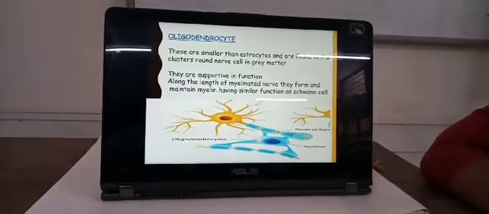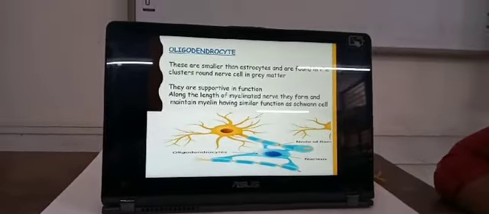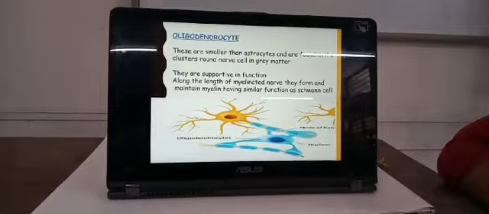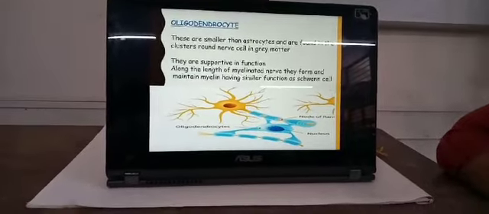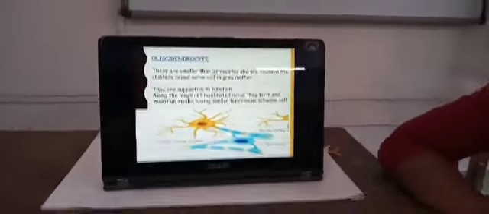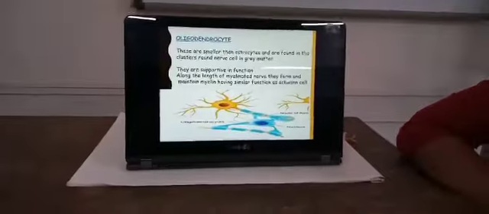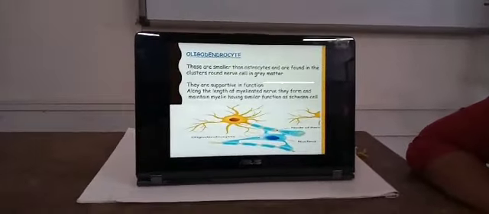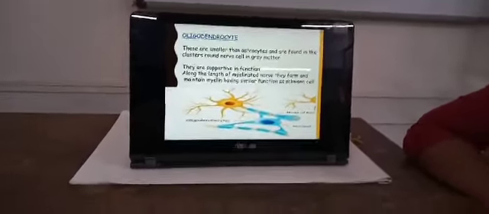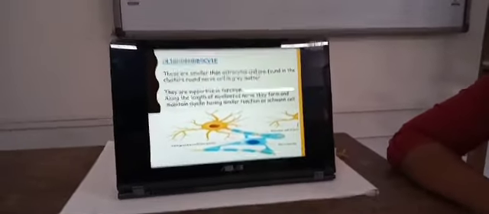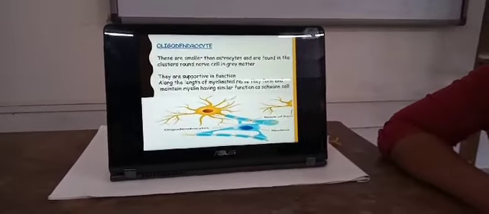The next one is the oligodendrocyte. They are smaller than the astrocyte and they are found in clusters around the nerve cell in the grey matter.